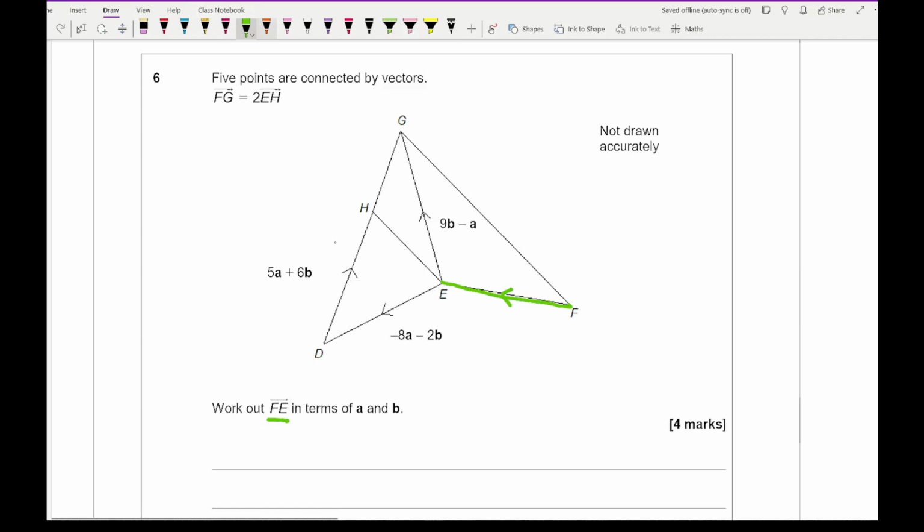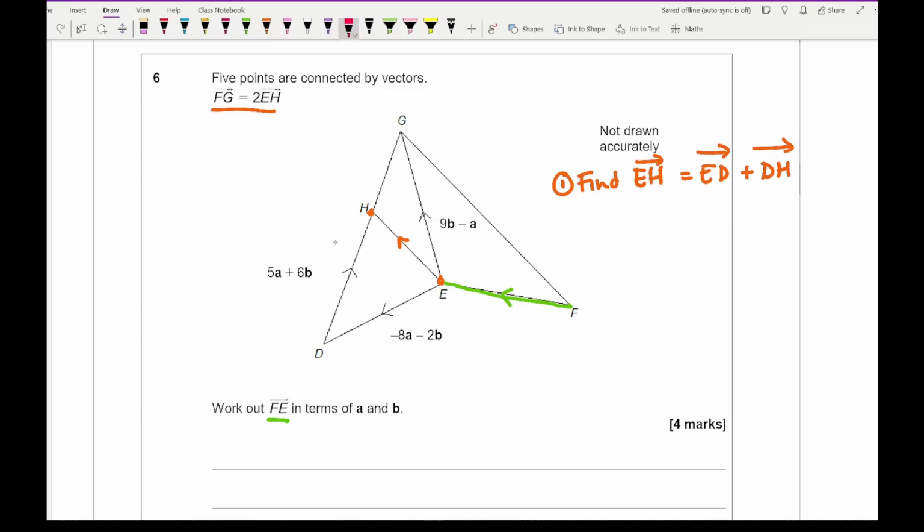Now in order to work that out, I need to know what f to g is. To help me work this out, I need to use this bit of information here. So f to g is equal to 2 lots of e to h. So the first thing I need to do is find e to h. Now e to h is going from here to here. So e to h is going to equal e to d plus d to h.